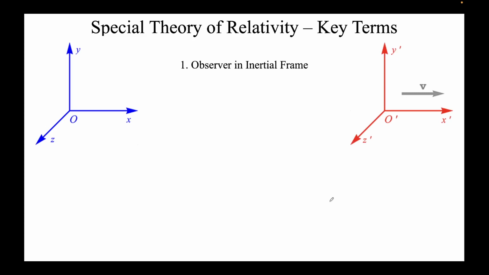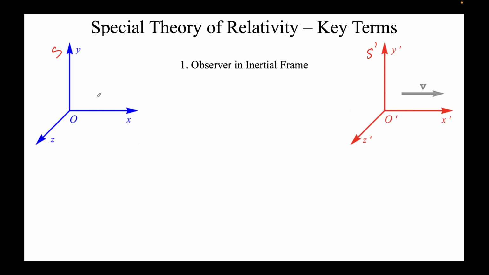Similarly, there is another frame. Let's call this frame S prime. Let's call this frame S. We'll keep on following the same notations. S will be at rest. S prime is moving at a constant velocity v in the positive x direction with respect to the frame S, and here the observer is sitting at O prime.